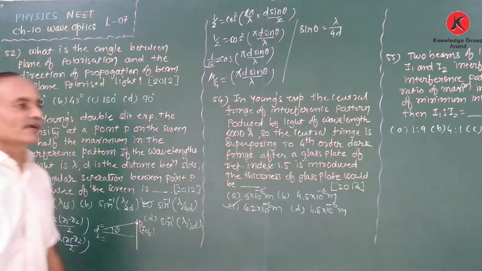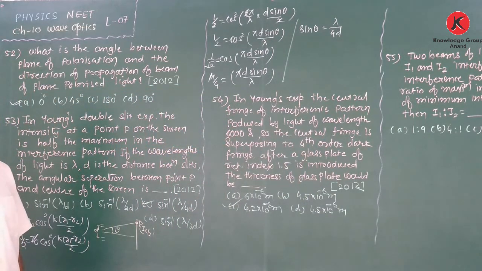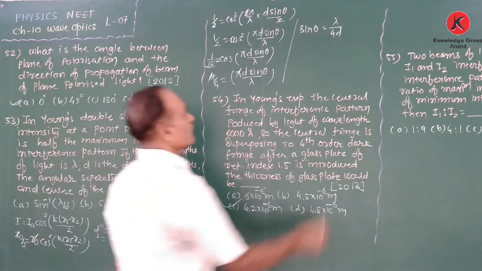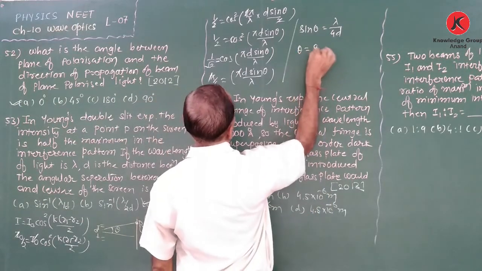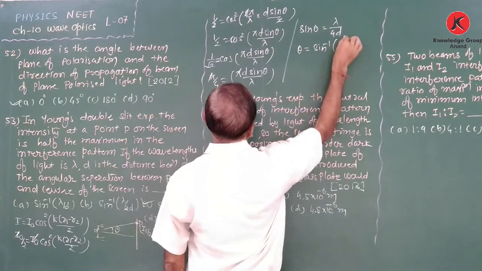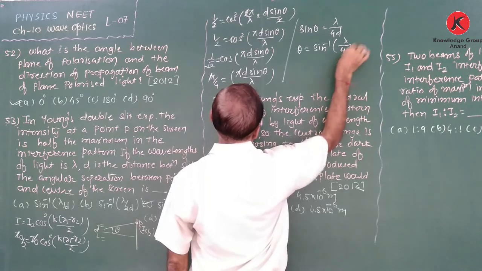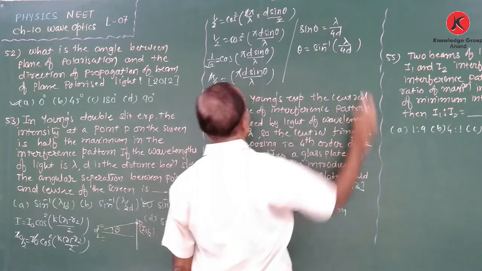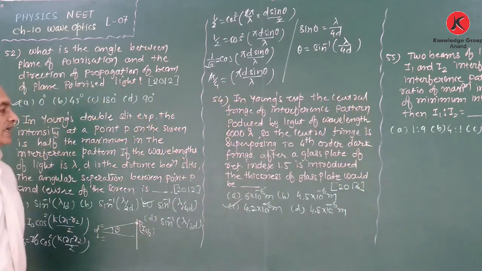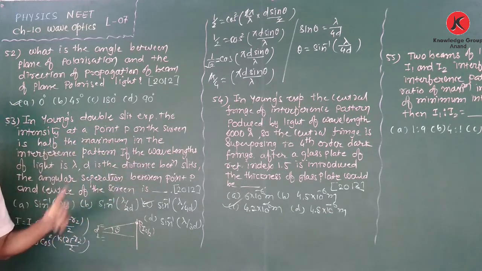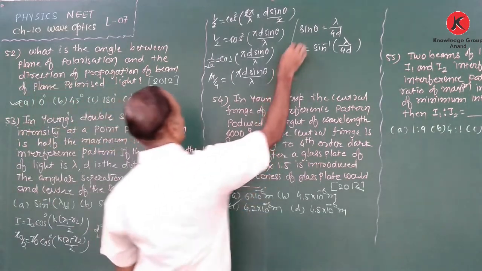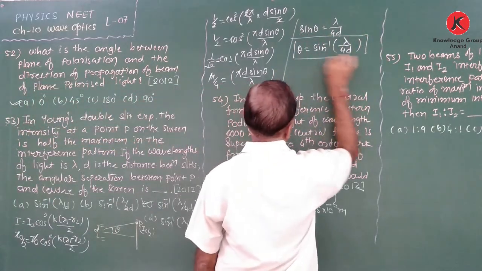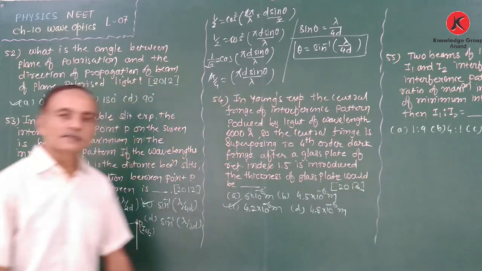We require the angular separation, that means the value of theta. Therefore, theta is equal to sin inverse of lambda upon 4d. So this is the angle between the point P and the center of the screen. Clear? So we obtain theta is equal to sin inverse lambda upon 4d.